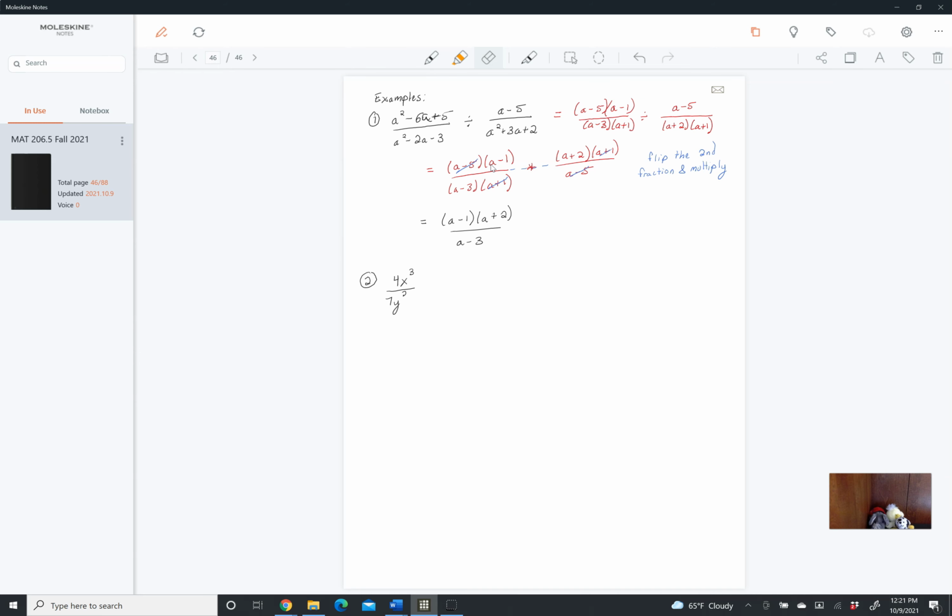4x cubed over 7y squared. A lot of people would say this is much easier. Times 6z to the 5th over 5x to the 6th divided by 24z squared over 35x to the 6th.